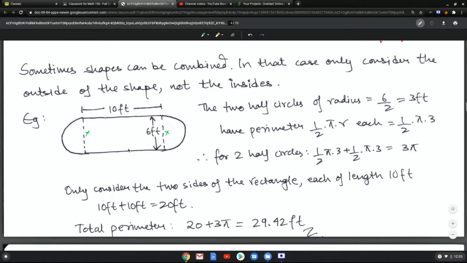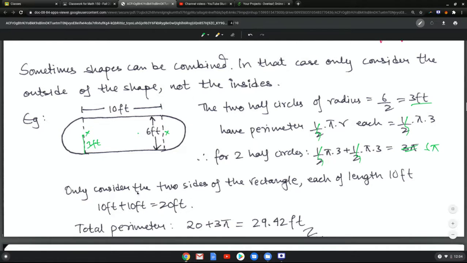Now the 2 half circles: the whole side is 6, so half of this is going to be 3 feet. So you have 2 half circles of radius 3 feet. They each have a perimeter of half of 2 pi r, so they each have a perimeter of pi r, which is 3 pi. So when you add these two, you get not 3 pi but 6 pi.